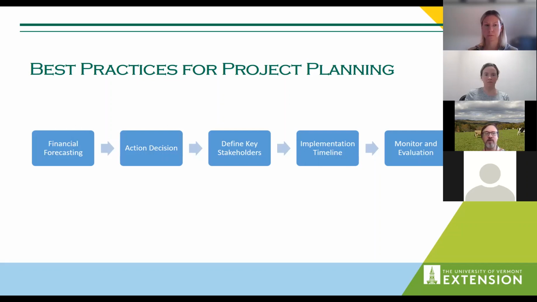Within that action plan, we have to define who the key stakeholders are. This doesn't just mean the people on the farm. This may include enlisting the help of engineers, other agencies and departments and their resources. So we need to know everybody that's going to be involved, when they need to come in, and develop an implementation timeline. So we know everything that needs to get done and when it needs to get done and who it needs to get done by.